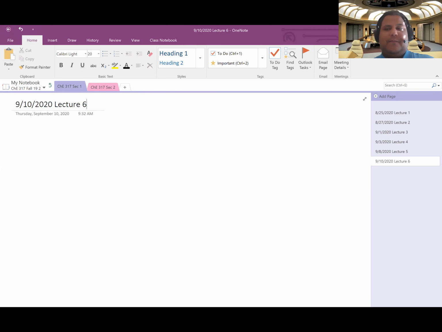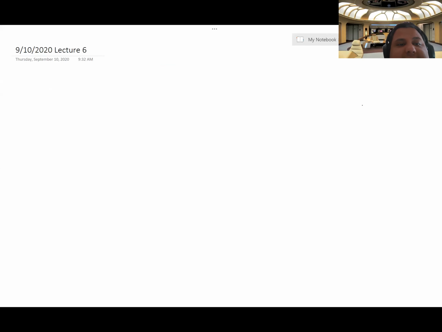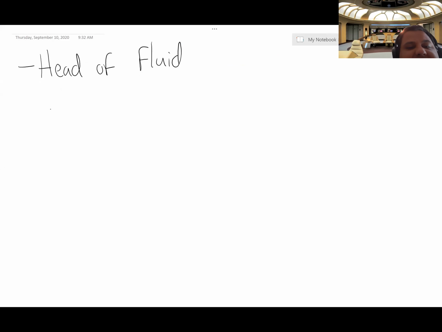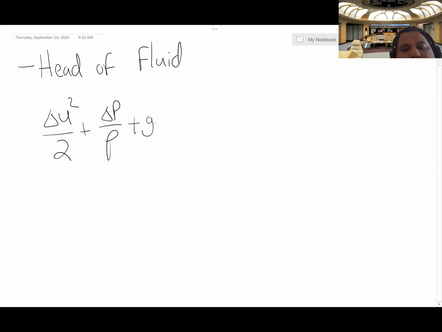So last time we had discussed a couple applications. We looked at tank draining as well as pitot tubes. But one other thing that I always like to mention is the concept of the head of a fluid, or fluid head. And so when looking at the mechanical energy balance for a fluid system, we write this expression, which denotes the key energy terms associated with fluid flow. We have kinetic energy, pressure energy, static potential energy, work, and friction.